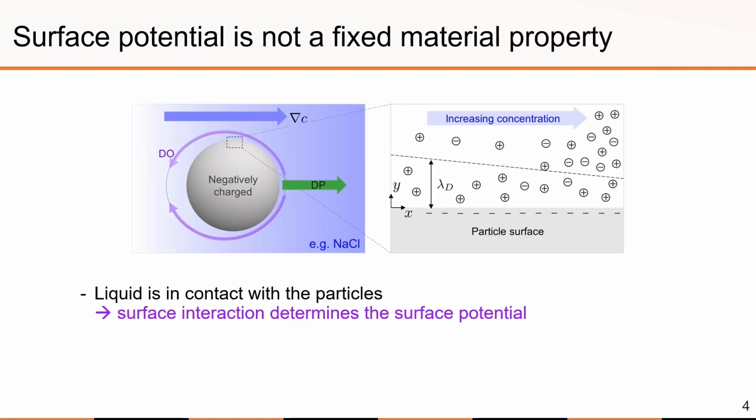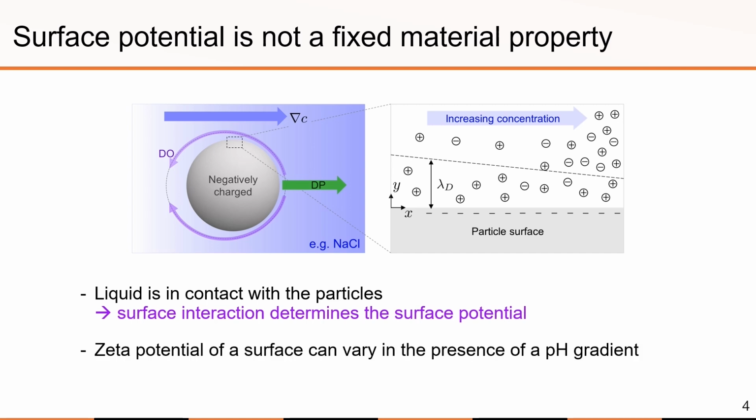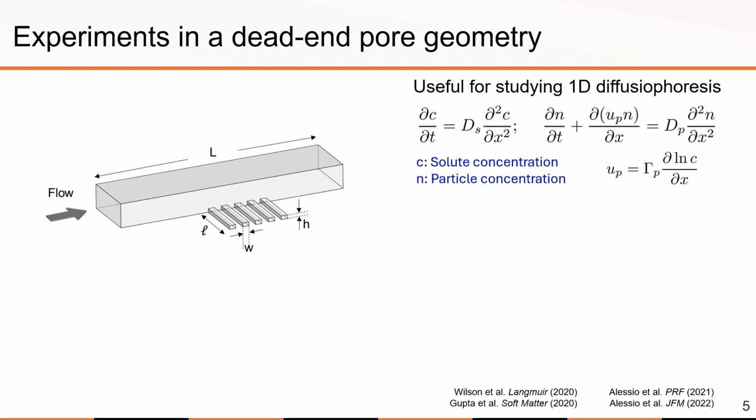In this work, we focus on the effect of varying zeta potential on diffusiophoresis. The zeta potential of a surface is a result of complex interaction between the surface and the ions nearby, and the pH of the surrounding liquid is one of the parameters that strongly influence the zeta potential of a surface. By utilizing the dead-end pore geometry, we observe the particle motion along transient pH gradients of various range.